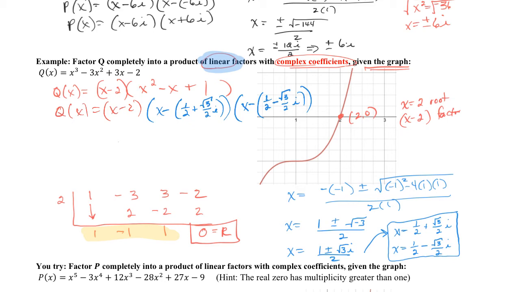Everything is linear. It's all first degree. This is first degree, first degree, first degree. But I had to be allowed to use complex coefficients, which means I had to be allowed to use i's, imaginary numbers, when I found my factors. And in fact, I needed to. I used i's when I did. Okay, so that's that one.